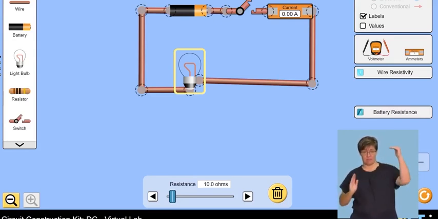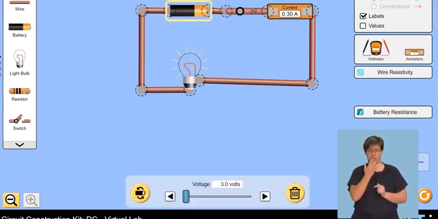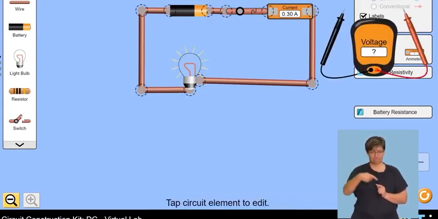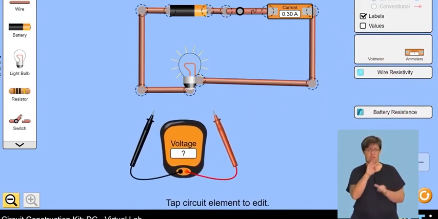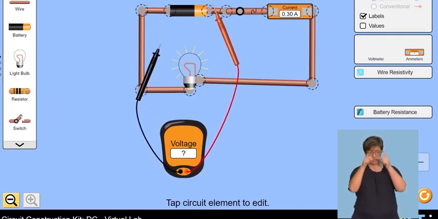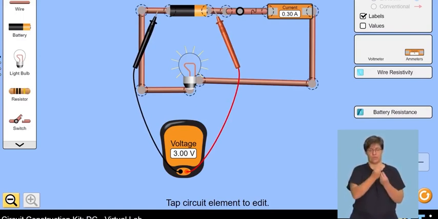So if we complete the circuit by closing the switch, there is a reading. The voltage of the battery is 3 volts across the 10 ohm resistor. If we were also to measure the voltage across the light bulb, it will actually give us 3 volts, which is the voltage across the source. So the terminal potential difference is equal to the EMF of the source. So the 3 volts goes with the current of what? 0.3 amperes.